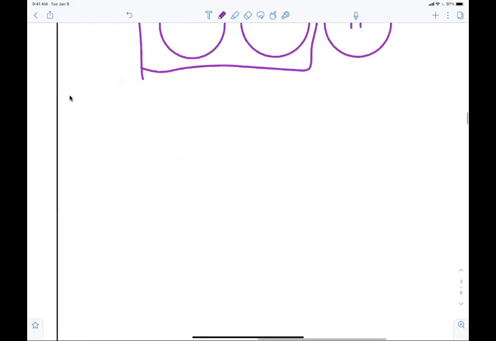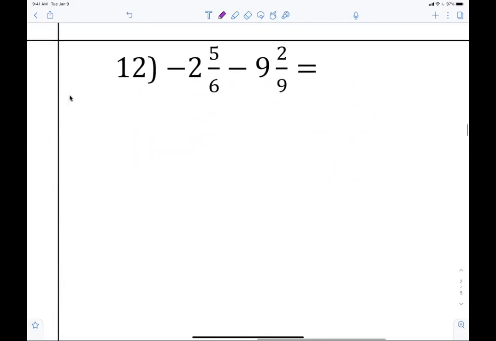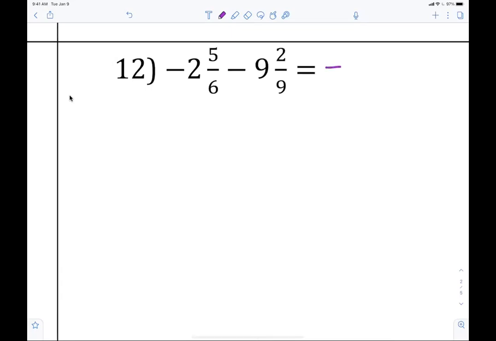All right, here we go. Everybody take a look at number 12 now. Oliver, first of all, am I adding or subtracting these? You're adding. And the answer is going to be what, Oliver, positive or negative? Negative. Thank you. It's going to be negative. All right, what's the common denominator? 18. Thank you, sir.